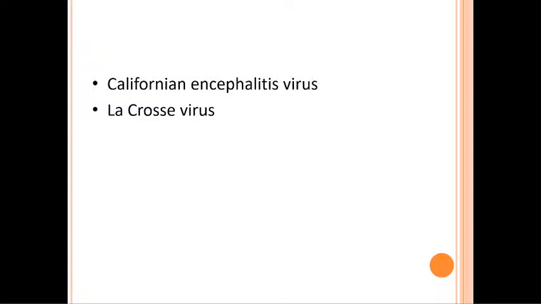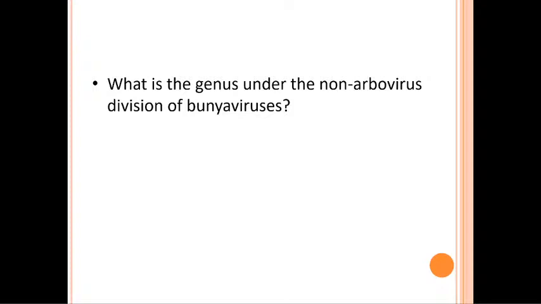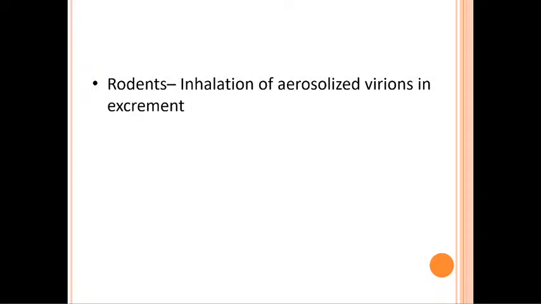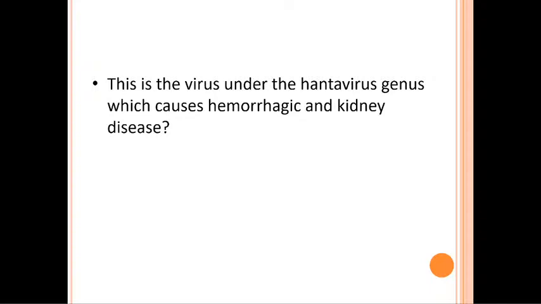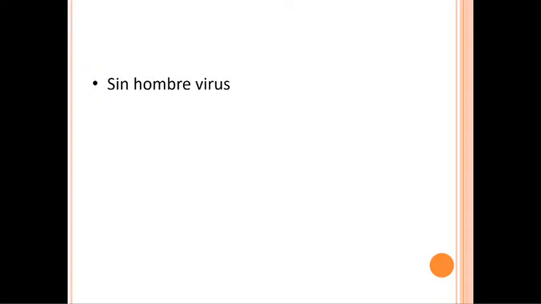Okay? Now, what genus is under the non-arbovirus division of the Bunya viruses? It's the hantavirus. Okay? Hantavirus. Again, another African origin name. Okay? Now, the transmission of hantavirus is through the inhalation of aerosolized virions from rodent excreta again. Inhalation naman siya. So, yung kanina, sa arenavirus, nakakain ka ng pupo ng daga. Ngayon naman, ito na, inhale mo yung aerosolized virions. Okay? Now, the virus under the hantavirus genus, which causes hemorrhagic and kidney disease, is the Sin Nombre virus. Okay? Very Mexican, I know, right?